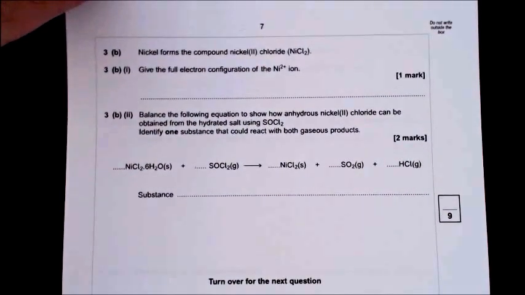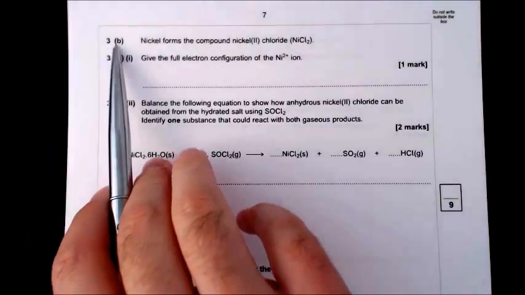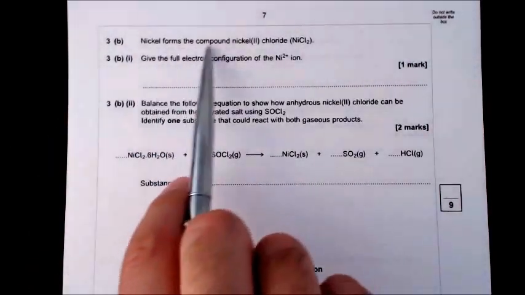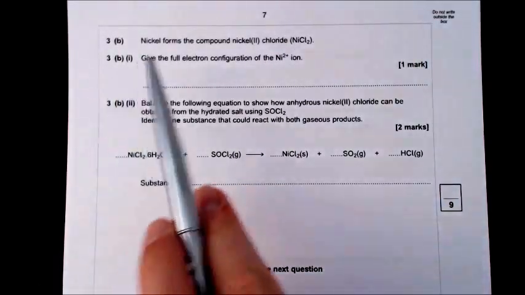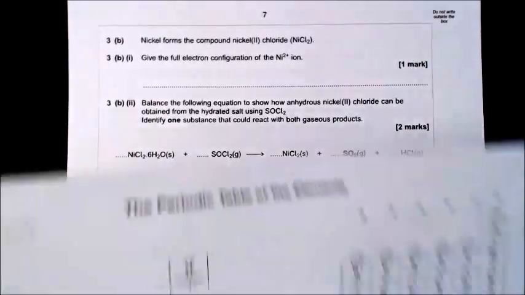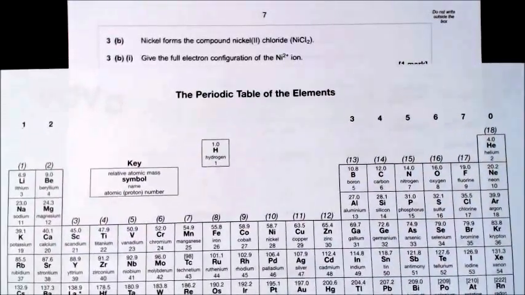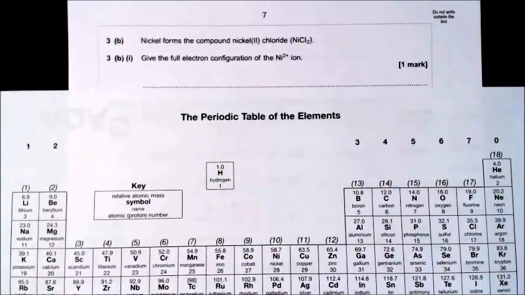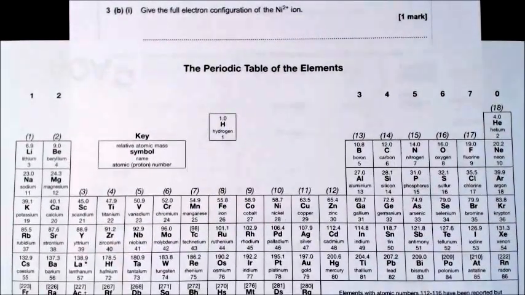And there we go. Okay, so if we look at the first question on this page, which is 3B, it says nickel forms the compound nickel chloride, or NiCl2, and it's asking us to give the full electron configuration of the Ni2+ ion. So we're looking at the ion here. Now you've got to be really careful with this. So if I bring the periodic table and just nudge that up a little bit, you can see the question.